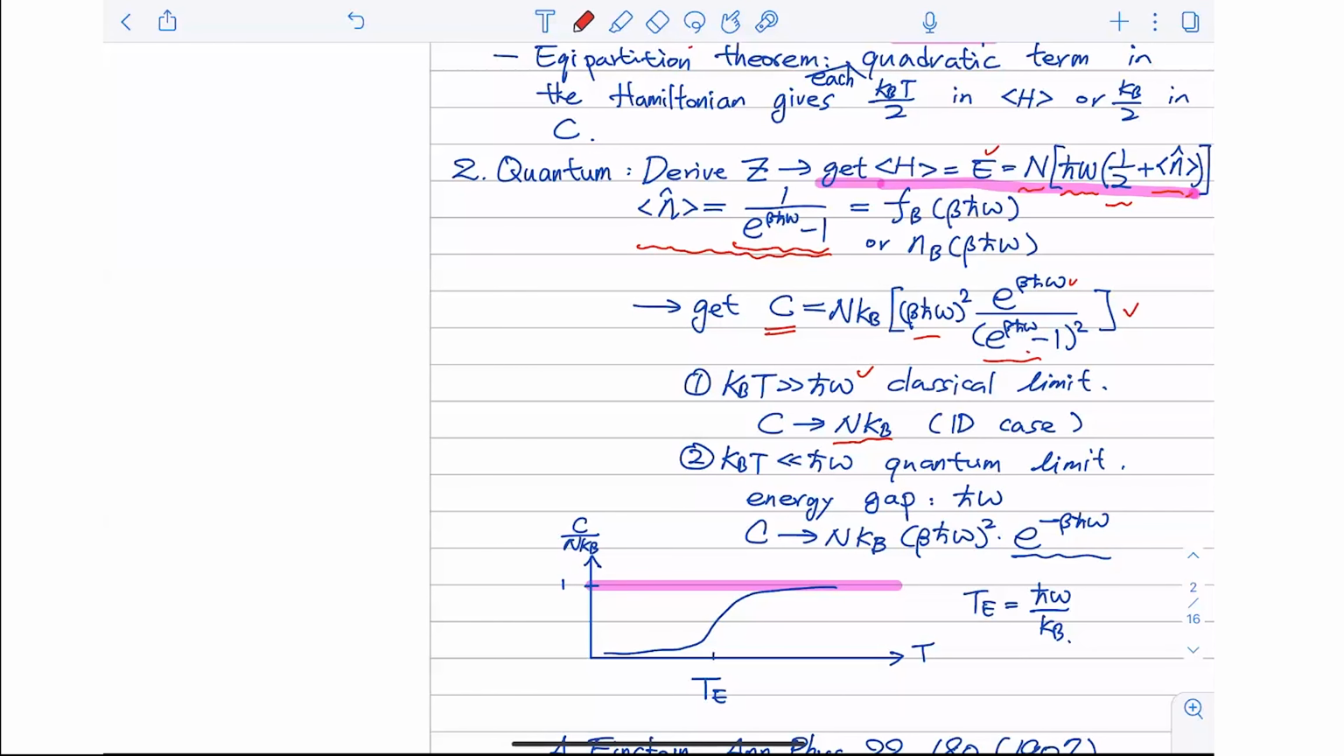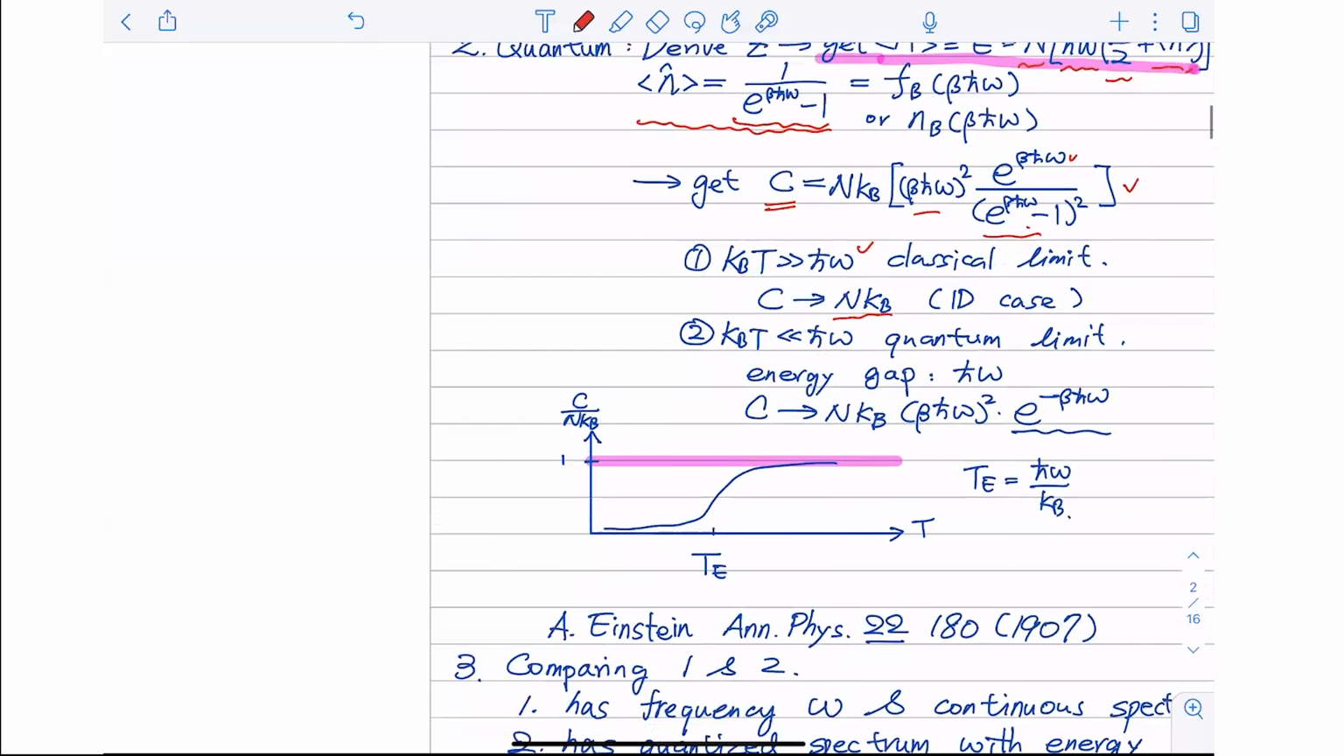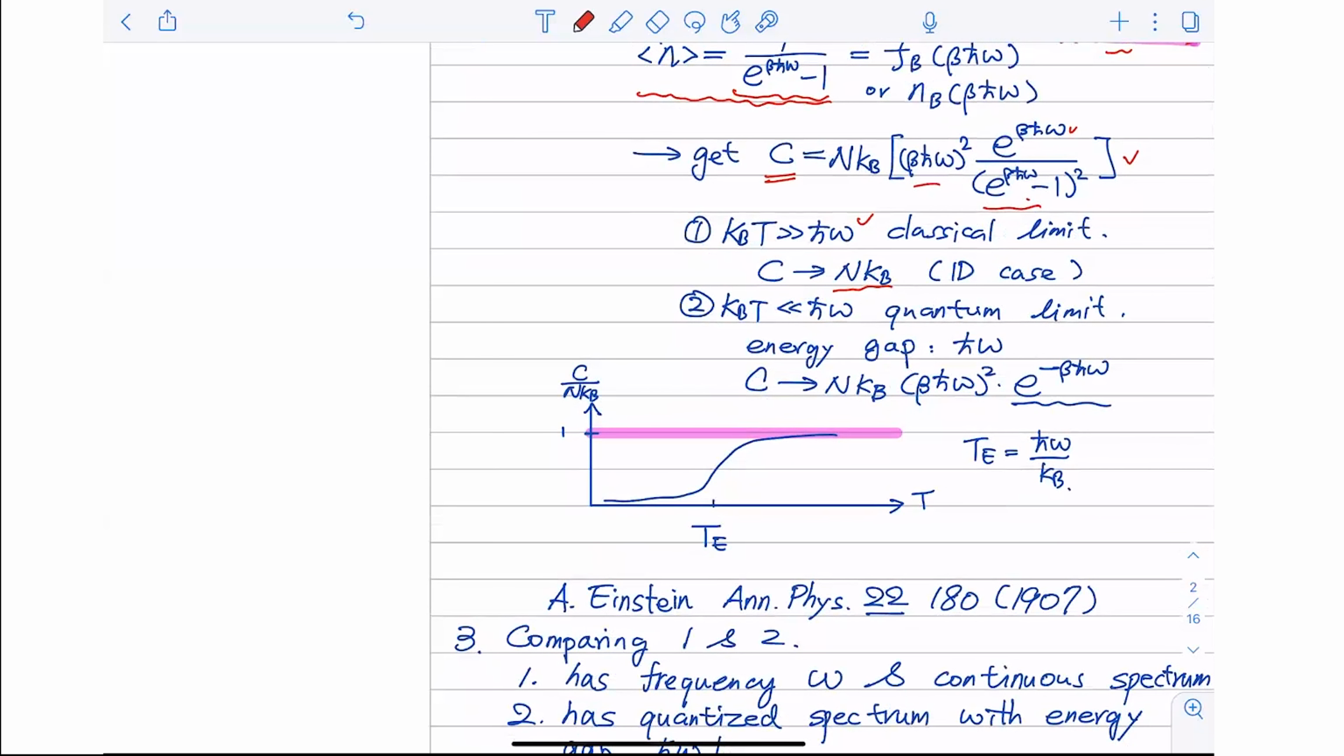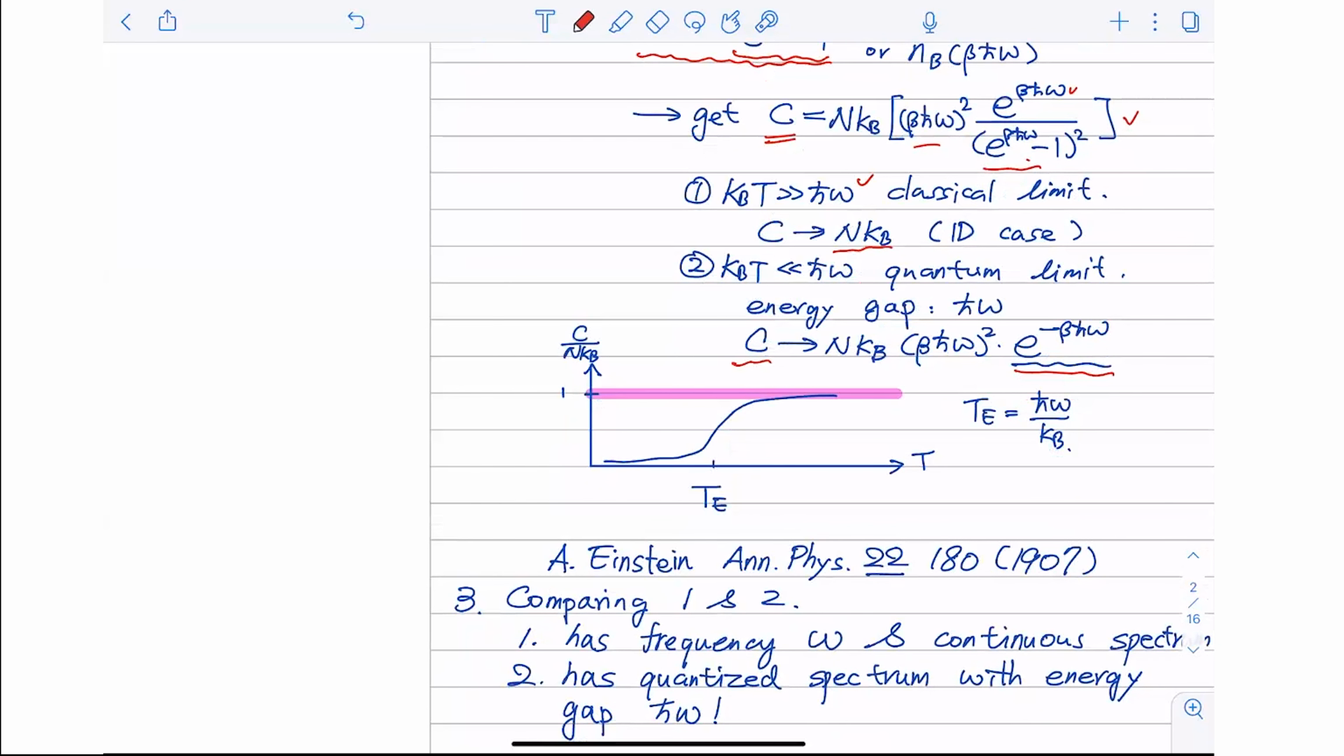And it turns out that if you do the approximation carefully, the specific heat will be suppressed by this exponential factor. And if we try to plot the figure using the units of C divided by n k_B and the temperature, basically what we found is that at the high temperature limit, the specific heat will approach the classical limit. And when the temperature is lower than the so-called Einstein temperature, which is h bar omega divided by k_B, then the specific heat will be suppressed exponentially.